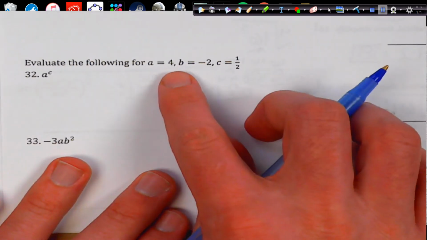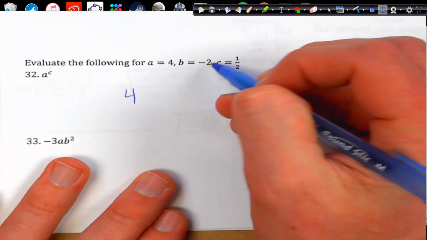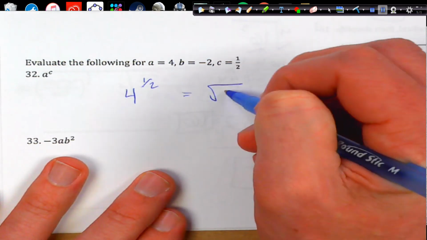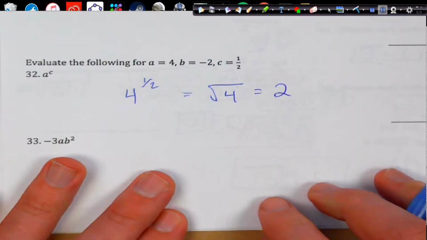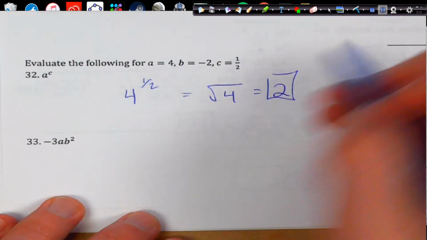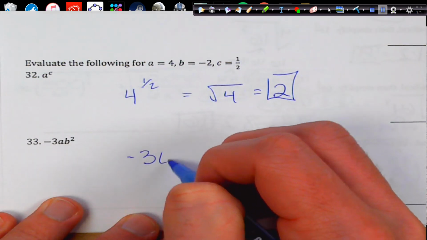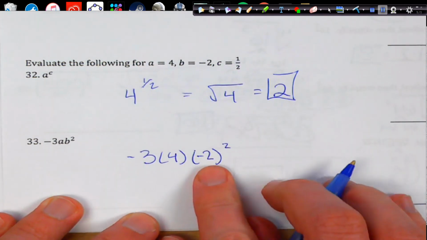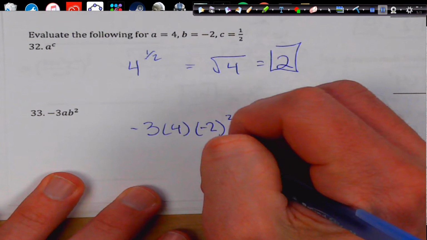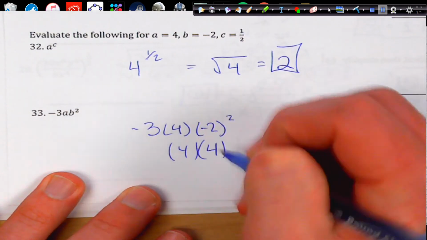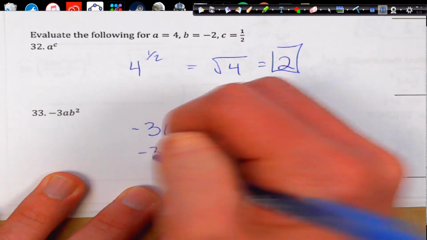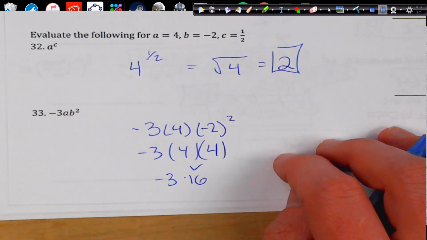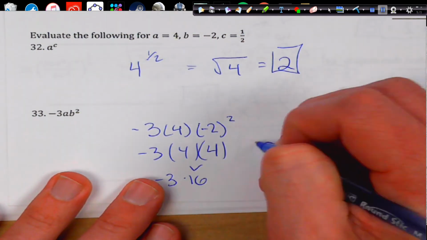32 asks me to plug in 4 and then raise it to the 1/2. This is just doing the square root of 4, which is just 2. Next, (-3) times 4, and then we're going to get (-2) squared. Always take care of this first. (-2) squared is 4. 4 times 4 is 16, and (-3) times 16 is going to be a (-48).